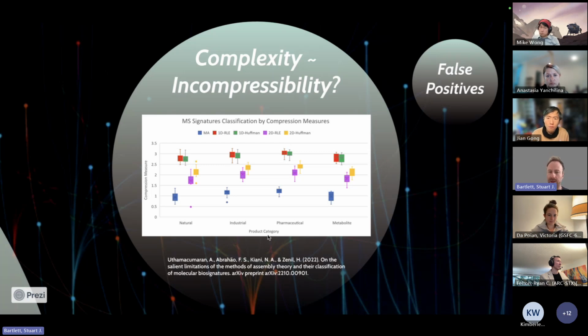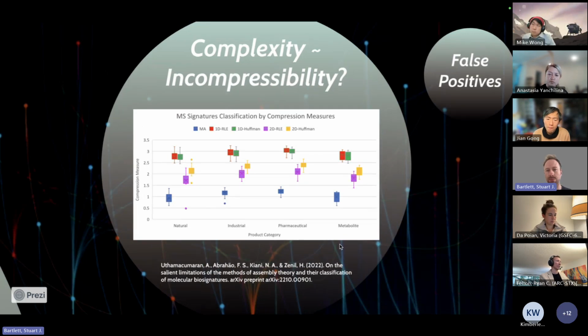So yeah, there have been claims, actually from a previous paper. This paper has now been published; it's no longer an archive preprint. But this paper claims that you can achieve the same results as assembly theory with these methods from computer science, basically from compression algorithms.